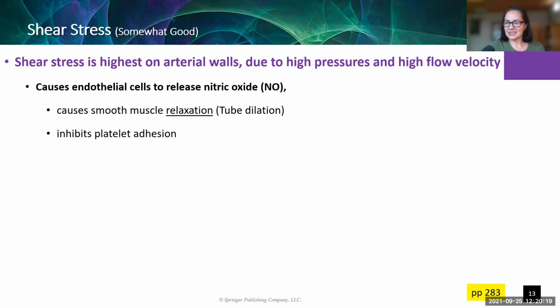We saw this last week. Nitric oxide, we said, no clotting. The other effect that nitric oxide has is on the smooth muscle, that middle layer of the arteries and veins. It causes relaxation. So the tubes dilate. They bring the blood pressure down a little bit. And as we've mentioned earlier, this also inhibits platelet adhesion, so decreased clotting.